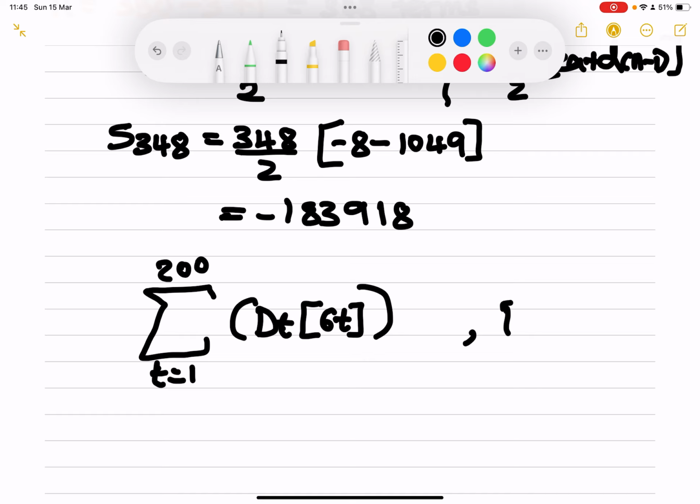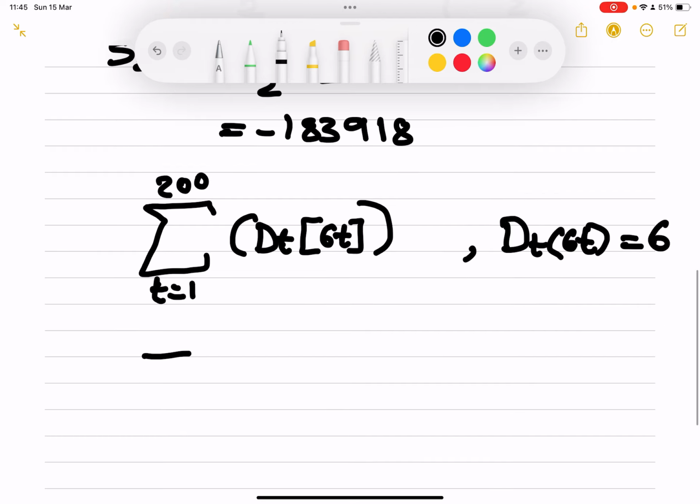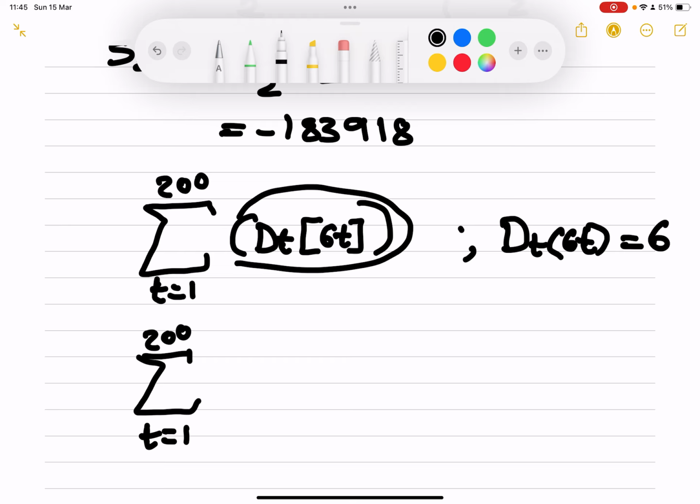Remember, d/dt of 6t is simply the notation for taking the derivative of 6t with respect to t. What is the derivative of 6t? It's just 6. So the answer here will be 6. So on our sigma, we're going to have 200, t equals 1, and remember, we said d/dt will be 6.